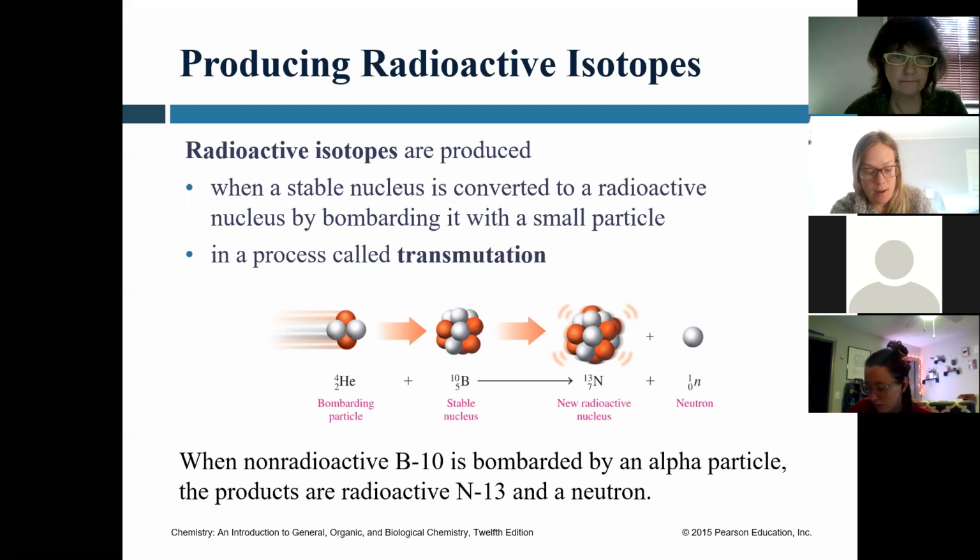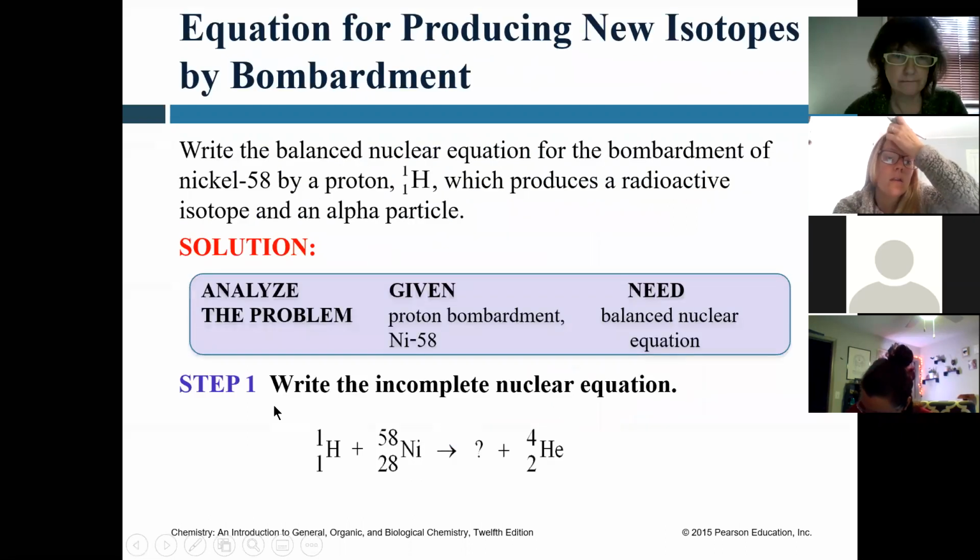This is a little different in that we start with 2 things, we add them together, and we end up with 2 things. We don't always end up with 2 things. Sometimes you can have 2 on this side and 1 on this side. So this says write a balanced nuclear equation for the bombardment. And when you hear the word bombardment, that means it's 2 things getting smacked together, of nickel-58 by a proton, which produces a radioactive isotope and an alpha particle.